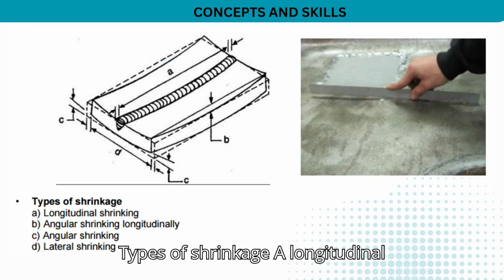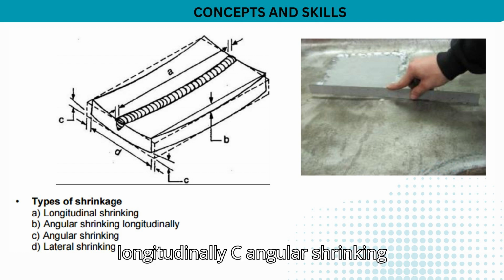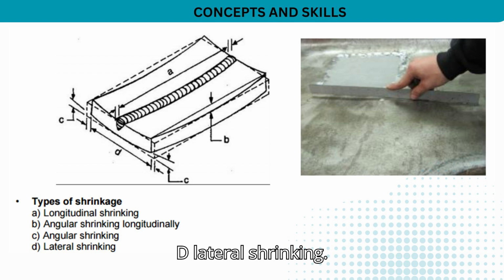Types of shrinkage. A. Longitudinal shrinking. B. Angular shrinking longitudinally. C. Angular shrinking. D. Lateral shrinking.